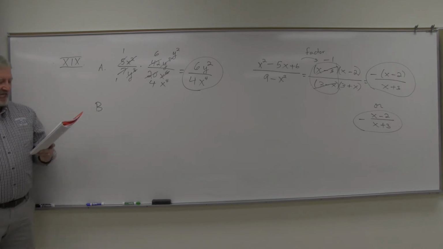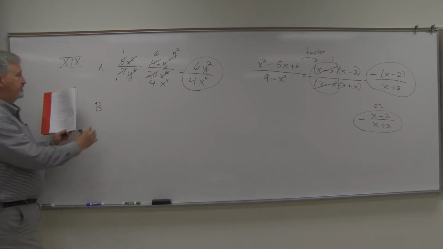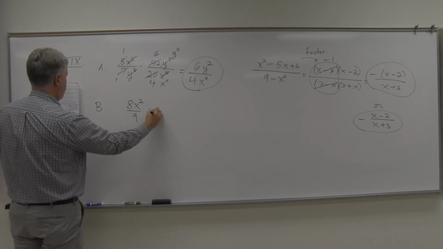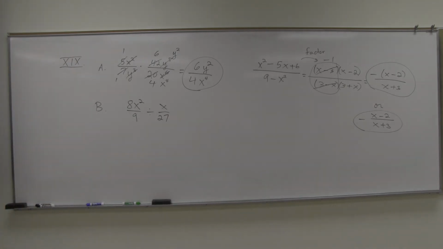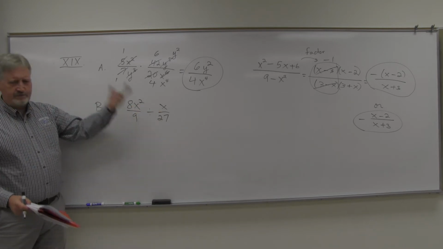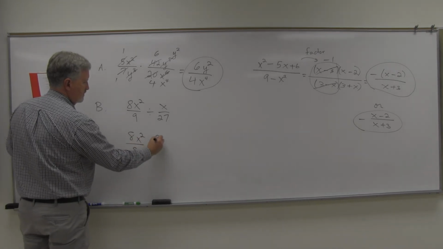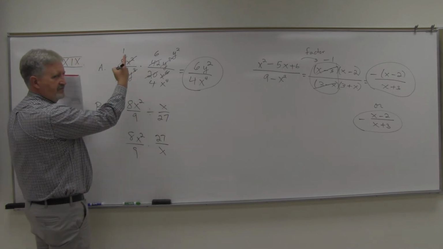B, when dividing, don't forget to reciprocate, which in simpler terms just means flip the second fraction and then turn it into multiply. So let me do an example there. So let's say we've got 8x squared over 9 divided by x over 27. Remember, when you divide fractions, you just flip the second one and multiply. So we flip that one and change that to multiply. And so now we just have the same problem we had before.